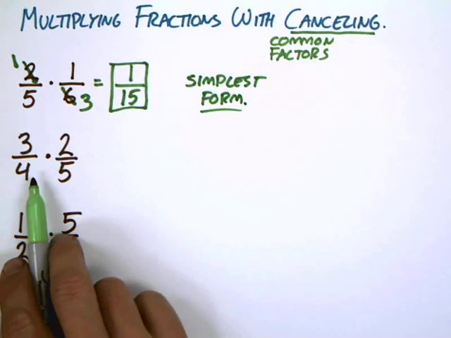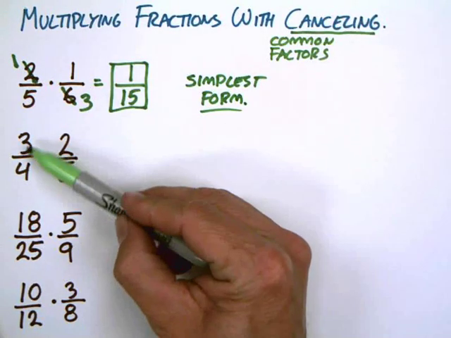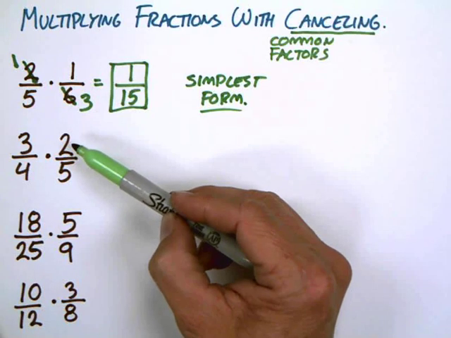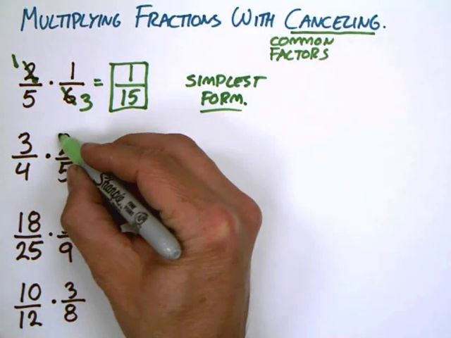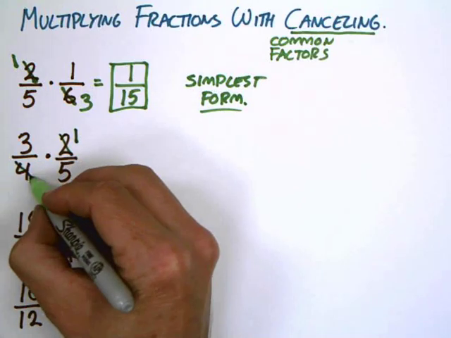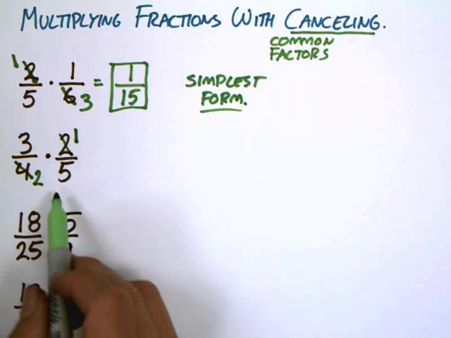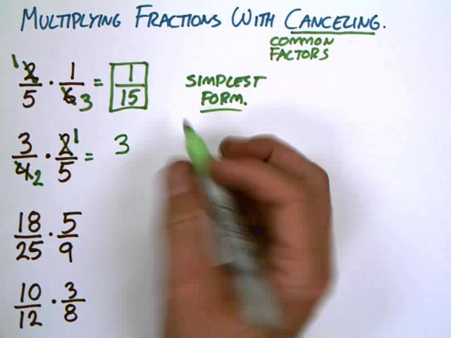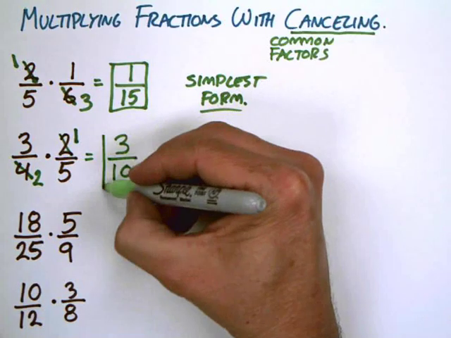All right, let's try the next one. The next problem, I have 3/4 and 2/5. Well, the 3 and the 4 don't have anything that matches, and the 2 and the 5 don't have anything that matches, but this 2 and this 4 are both even numbers. So once again, this 2 is going to be worth 2 times 1, and this 4 is going to be worth 2 times 2. So now that I have everything gone, I have 3 times 1 on top, which is going to get me a total of 3, and I have 2 times 5 on the bottom, which is going to get me a total of 10.